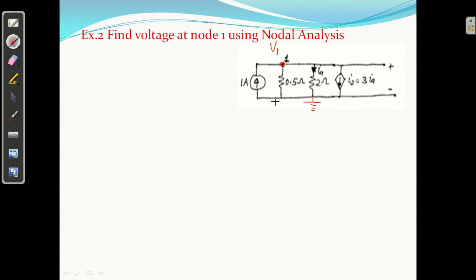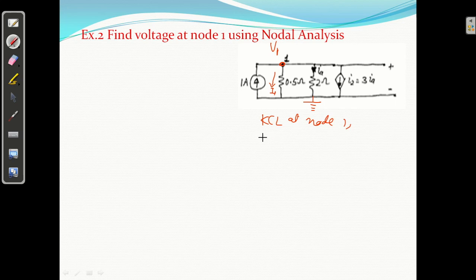Next step, remark the current through each and every branch. It is given 1 ampere. Let us say this is I1. IA is already given, and I2 is already given, so no need to do it, right? Only I1. Now write the KCL at all nodes except the reference node. Other than the reference node there is only one node.